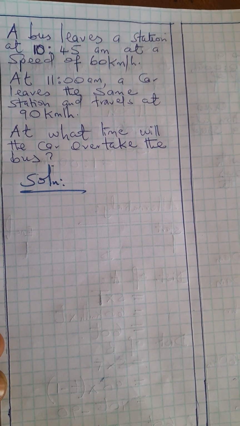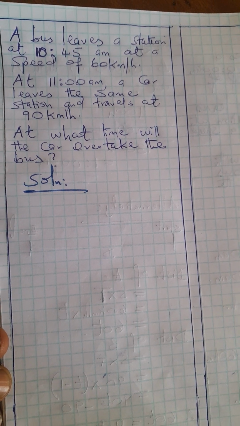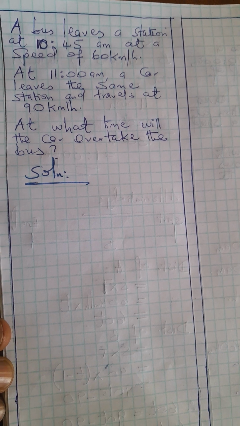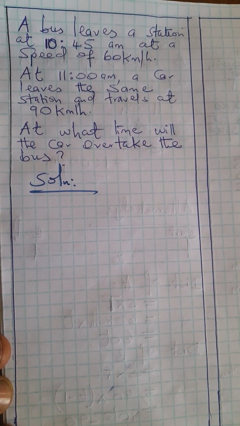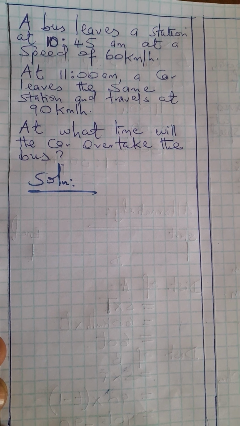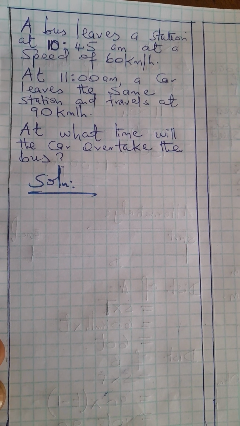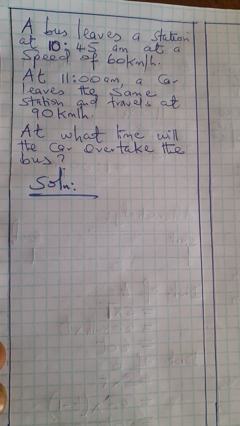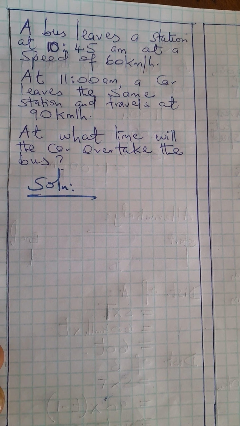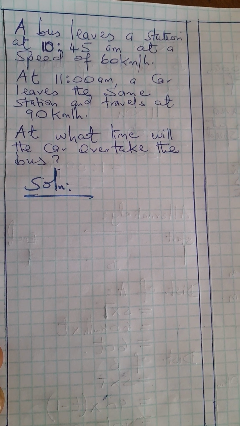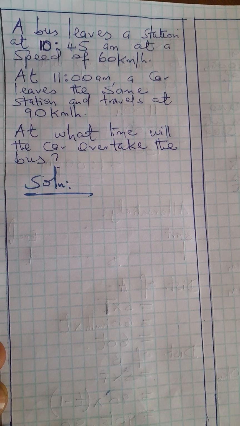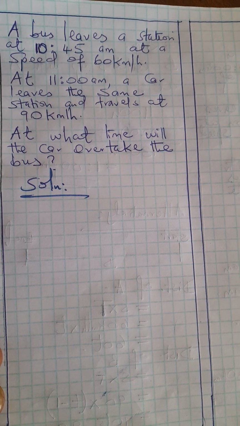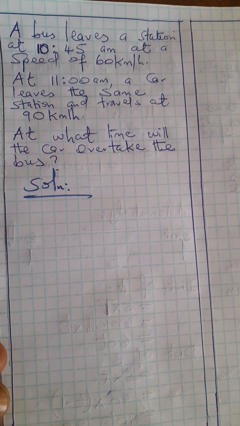We are doing one more question on relative speed. The question says, a bus leaves a station at 10:45 a.m. at a speed of 60 kilometers per hour. At 11 a.m., a car leaves the same station and travels at 90 kilometers per hour. At what time will the car overtake the bus?